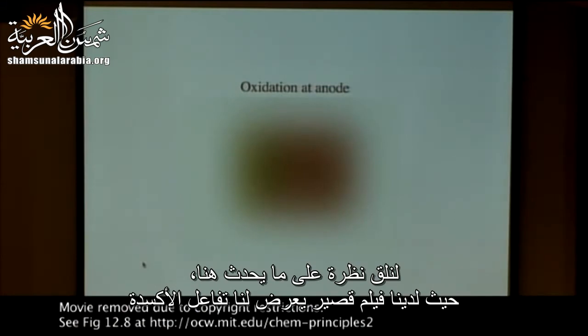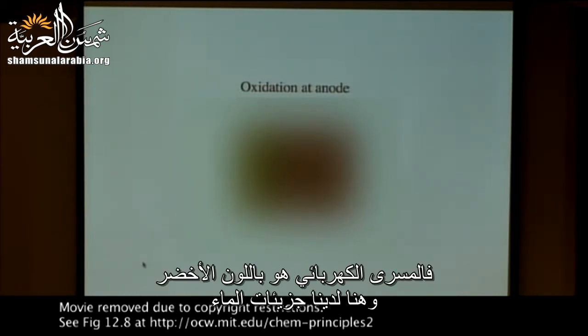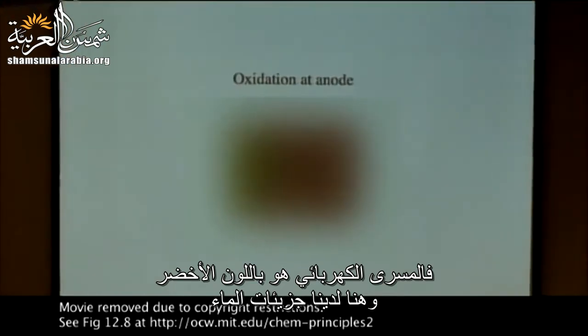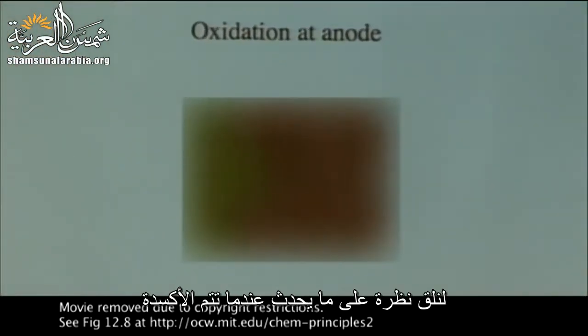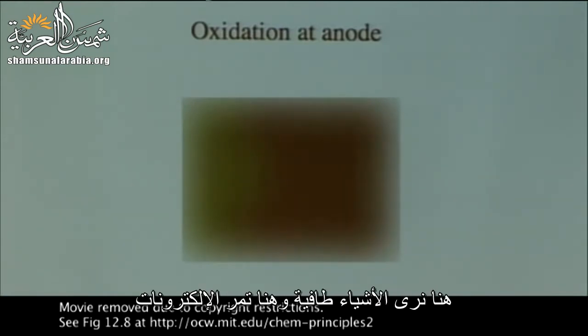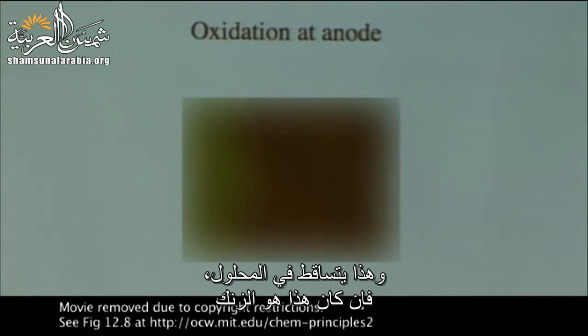So let's look at what is happening a little bit here. We have a little movie that shows the oxidation reaction. In green is the electrode, and then here are the water molecules. Let's look at what happens when there's this oxidation. Here things are floating around. Oh, there go the electrons, and this pops off into solution.